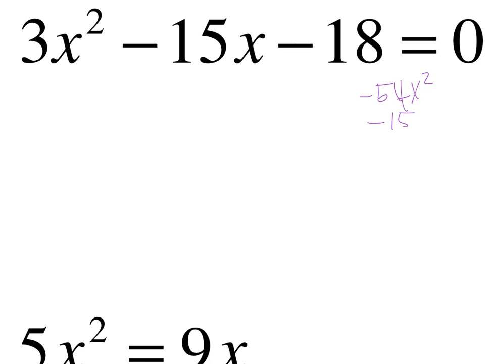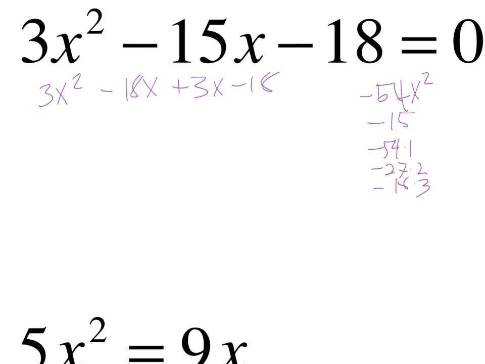Okay, negative 54 times 1. No. Negative 27 times 2. Nope. Negative 18 times 3. Hey, that worked out really nicely because that's what we already kind of knew from the problem. All right, so negative 18 and 3 are our magic numbers. 3x squared minus 18x plus 3x minus 18 is equal to 0.